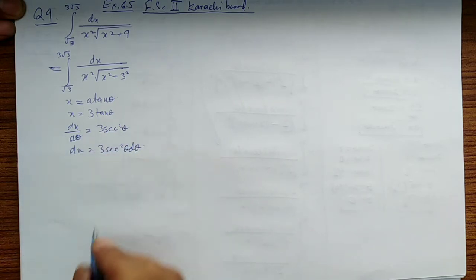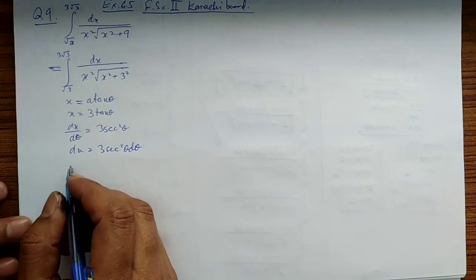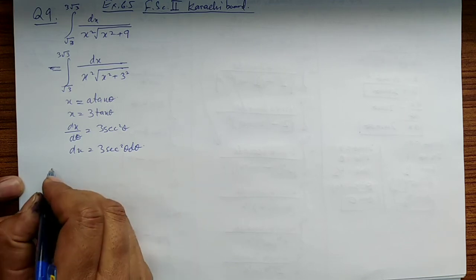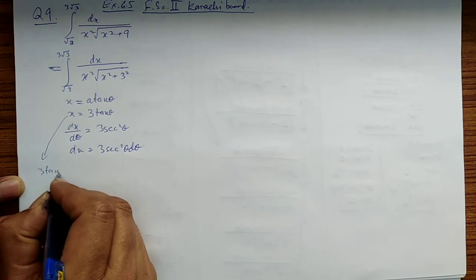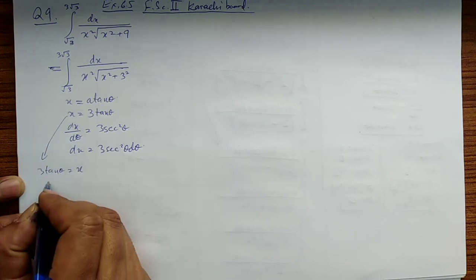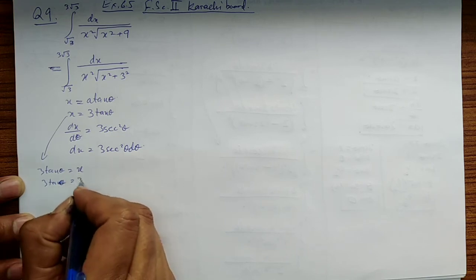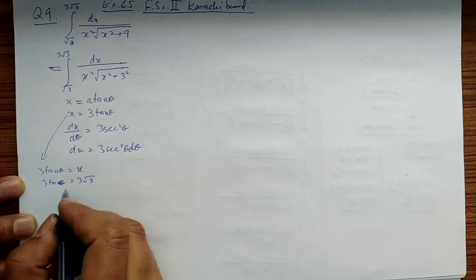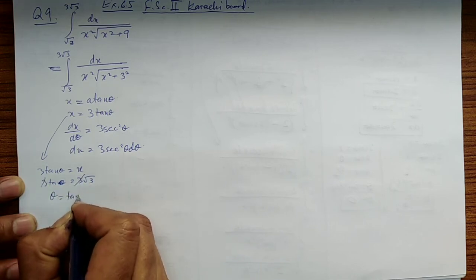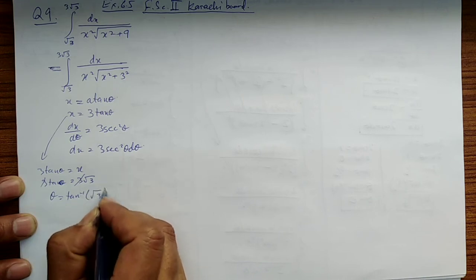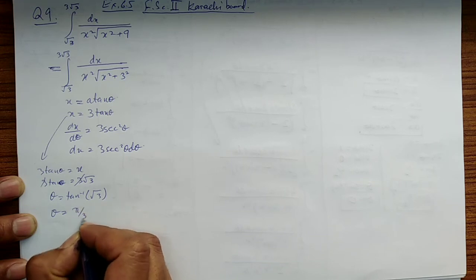Now changing the limits. To change the limits, we take 3 tan theta equal to x, and in place of x we put the upper limit, that is 3 under root 3. 3 and 3 cancel out, and theta is tan inverse of root of 3, which gives a value of pi upon 3.